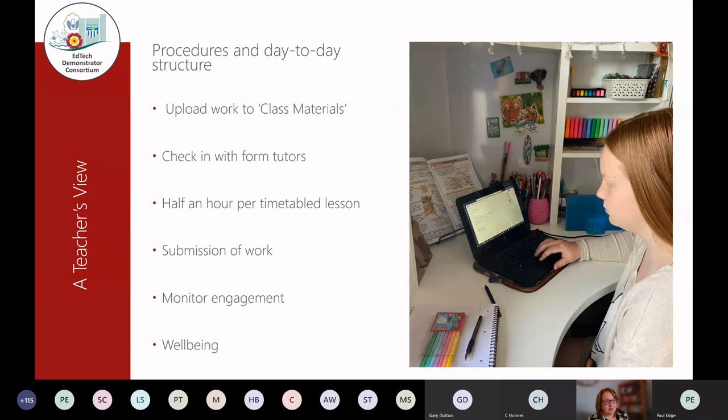Okay, so these are the procedures and day-to-day structures. It's almost like a tick list, if you will, of the types of things I would do on a daily basis. The first thing I would do is upload the work to the class materials, on a daily basis. We don't overload the pupils by sending everything on a Monday. We do it day by day, so it allows the pupils to be a bit more organised. They know what they're doing, which is a lot clearer. We've had some real positive feedback about that as well.